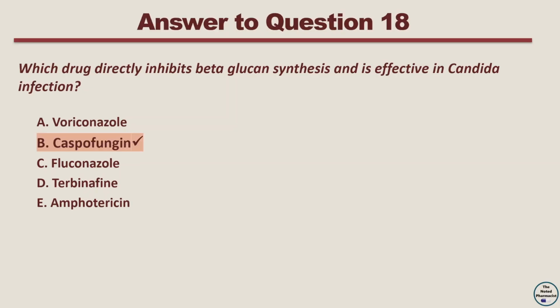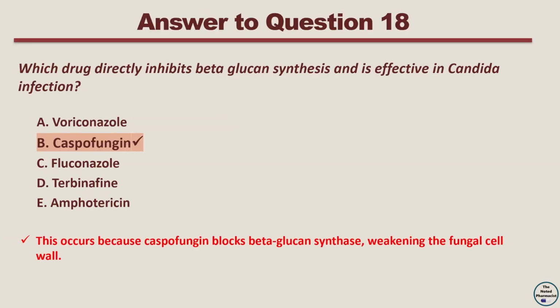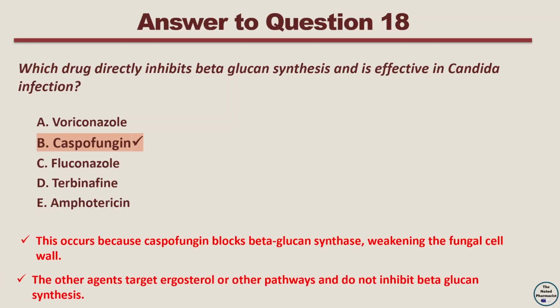The correct answer is option B, caspofungin. This occurs because caspofungin blocks beta-glucan synthase, weakening the fungal cell wall. The other agents target ergosterol or other pathways and do not inhibit beta-glucan synthesis.